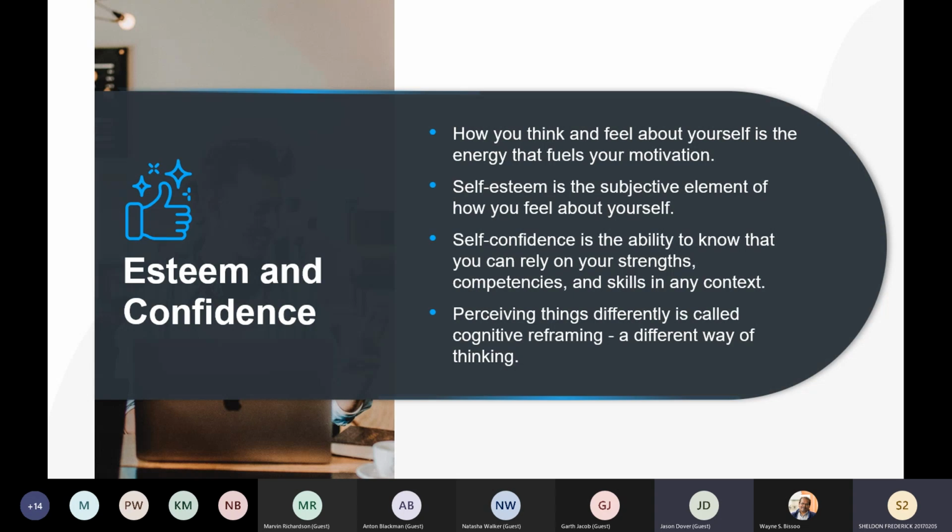Now, that same 3.0 GPA would actually cause some students to have low self-esteem because they would have expected to obtain, let's say, a 3.9 or probably even a perfect 4.0 GPA based on their self-concept. In this instance, their estimation of themselves would be low because they achieved way below what they expected to achieve. Hence, there is no congruence in this situation between self-expectation and self-estimation. Self-confidence is the ability to know that you can rely on your strengths, competencies, and skills in any context. Self-confident people know that since they have performed well in the past, they can do so again.